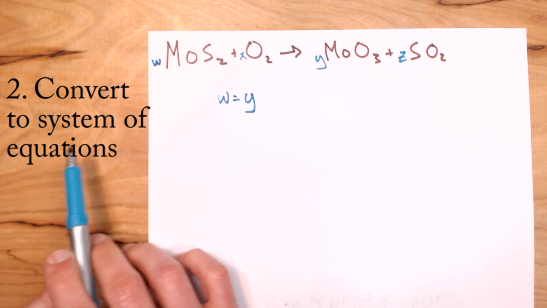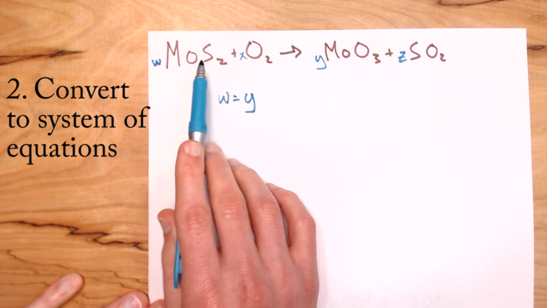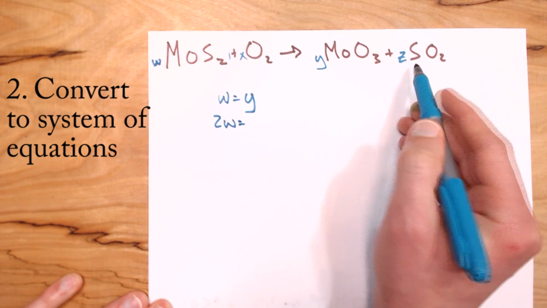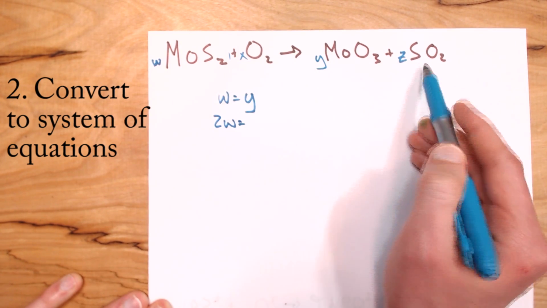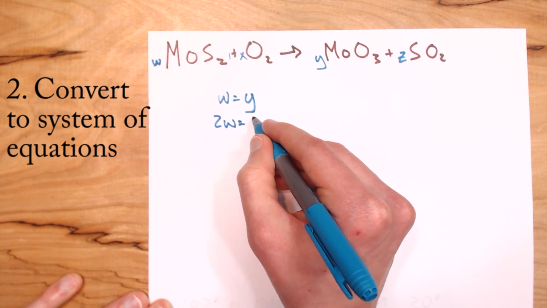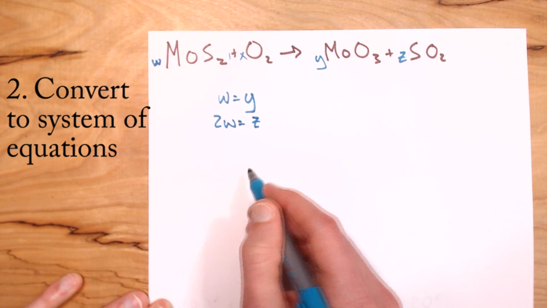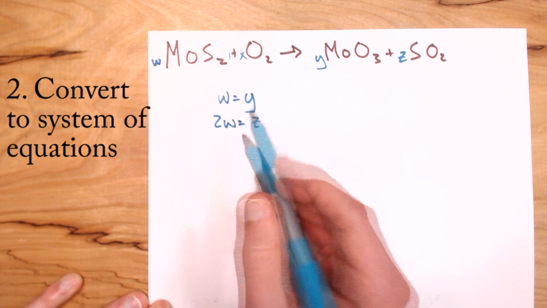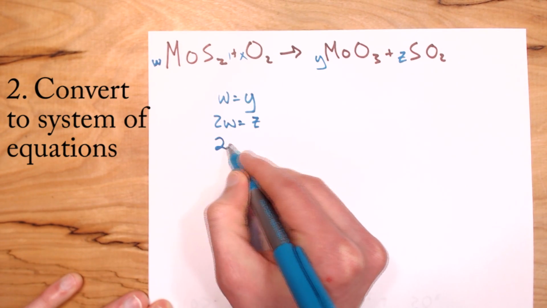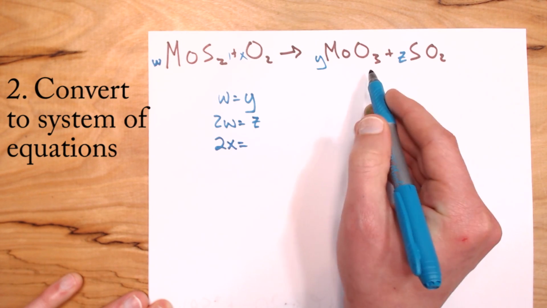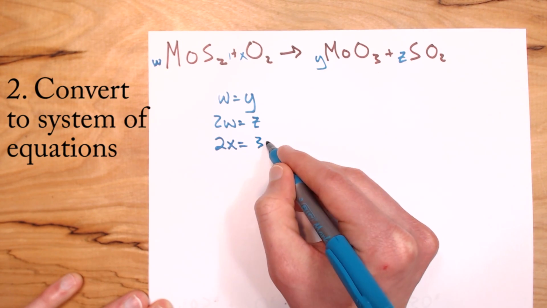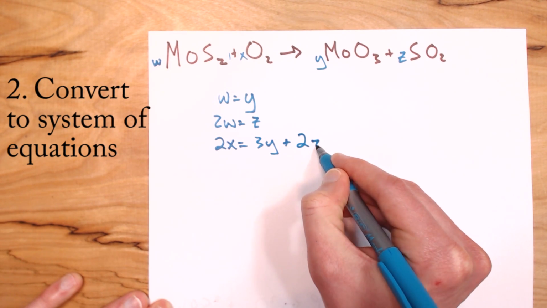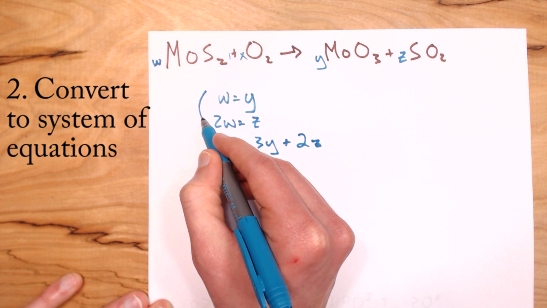Our next equation is going to be built around sulfur. So I see two sulfurs here. So I'll say 2W is equal to no sulfur, and here we have one sulfur. So it's equal to 1Z, because it's just one. And then finally, I'll do oxygen. So no oxygens here, two oxygens here. So I'll say 2X is equal to 3 oxygens here, so 3Y plus, and 2 oxygens here, 2Z. So now we have a system of equations.